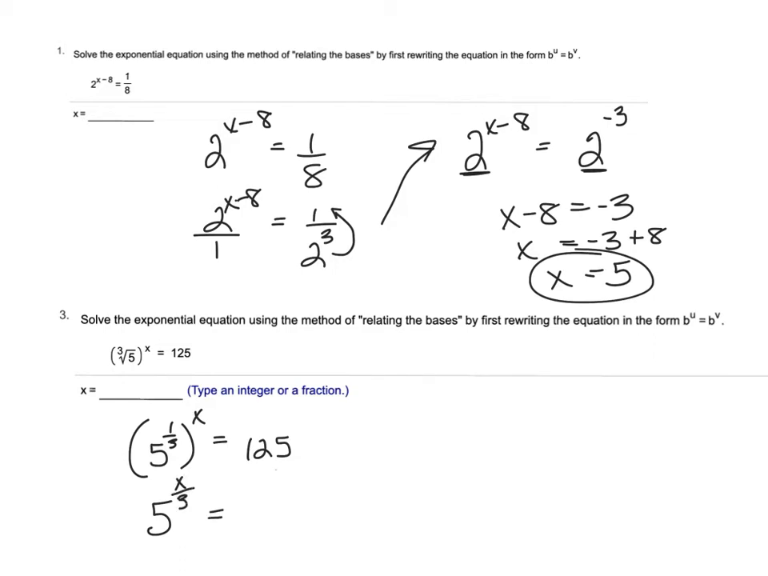And then 125, we should be able to write that in terms of the same base. That is 5 cubed. All right, so we got it. 5 and 5 are our bases. So we can use our rule, take the exponents, set them equal, and solve from there. That would give us x equals 9.